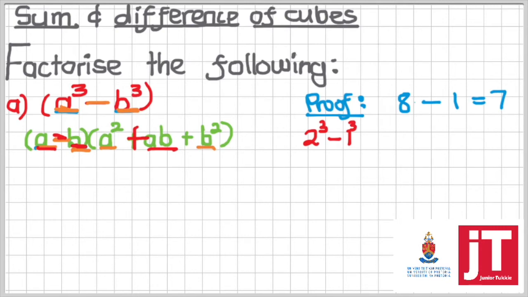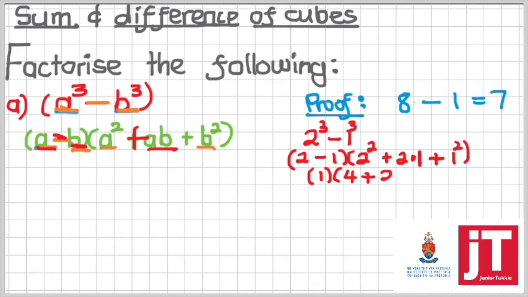Applying the same approach where we get a binomial and a trinomial, the binomial part will be 2 minus 1, and the trinomial part will be 2 to the power 2 plus 2 times 1 plus 1 to the power 2. Simplifying that, from the binomial we get 1, and from the trinomial we get 4 plus 2 plus 1. Simplifying the other bracket, we get 1 times 7, giving us the final answer of 7, which is consistent with what we expect. So it means that this approach always works.